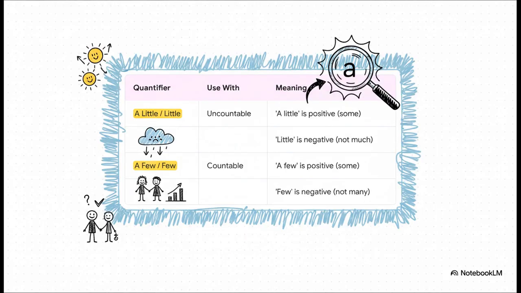Now you've got to watch out for this one. This is a truly classic exam trap. We're talking little and few versus a little and a few. That tiny little letter A is a complete game changer. A little or a few means you have some. It's positive. But if you say you have little time or few friends, that means you don't have enough. It's a negative feeling, so you really have to pay close attention to that A.